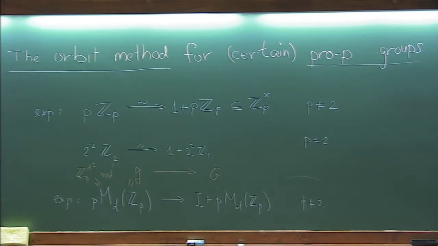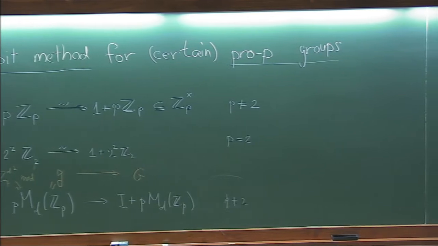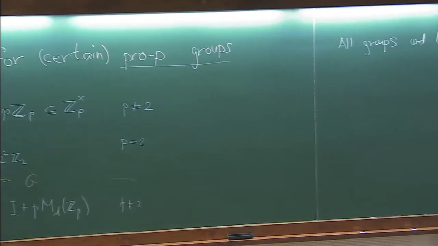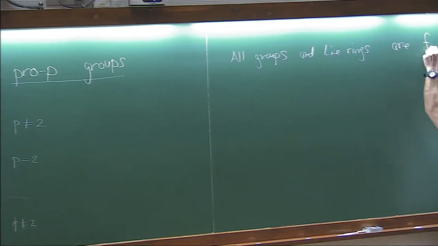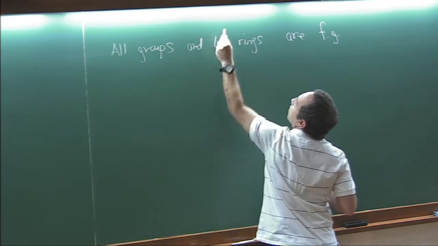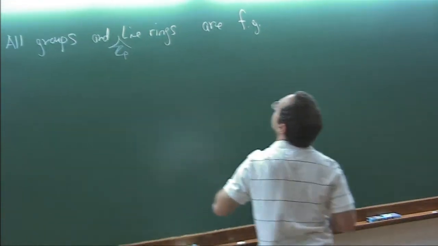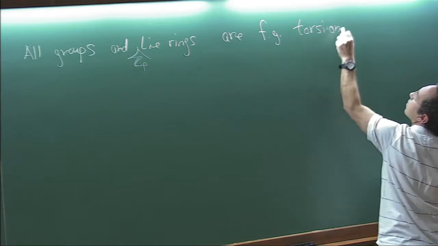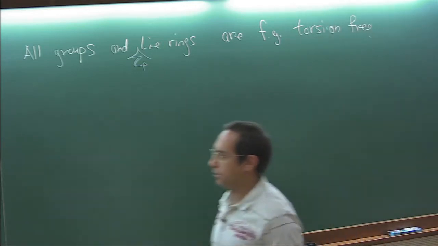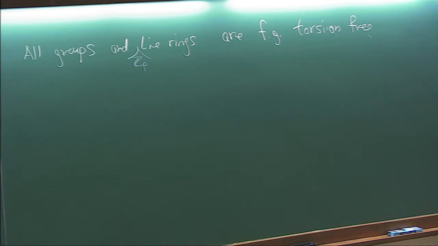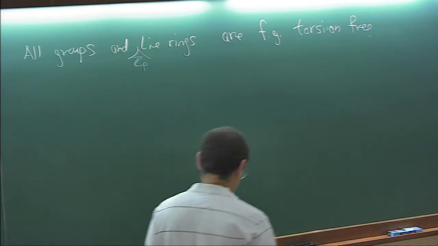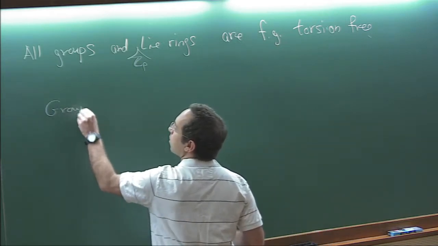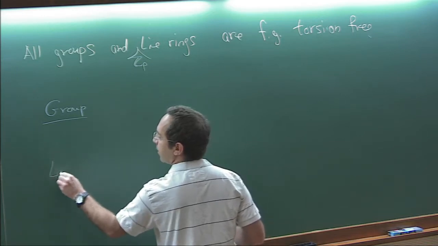So in what follows, all groups and Lie rings are finitely generated. The Lie rings that will come here are always over Z_p. They are always Z_p Lie rings, finitely generated and torsion free. So all Lie rings as modules will look just like Z_p to some power. So now we'll have here a group and a Lie ring.